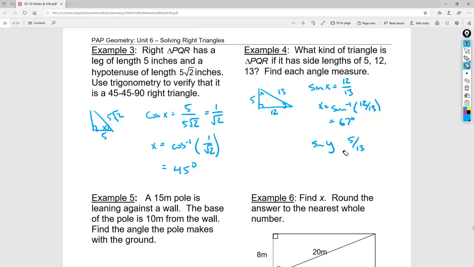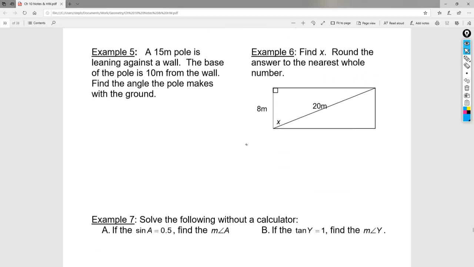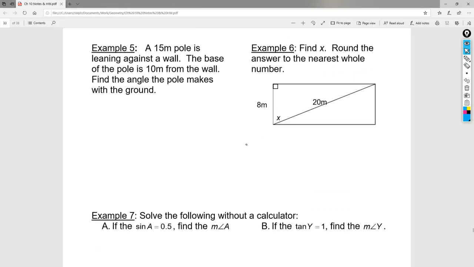Okay, let's clean that up a little bit. 5 over 13, so that means y would be inverse sine of 5/13, right? So 23 degrees, which makes sense, right? That falls along with what I assumed I would get. Alright, a few more examples.